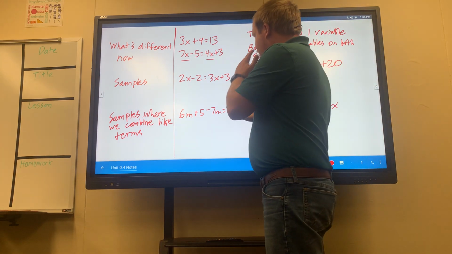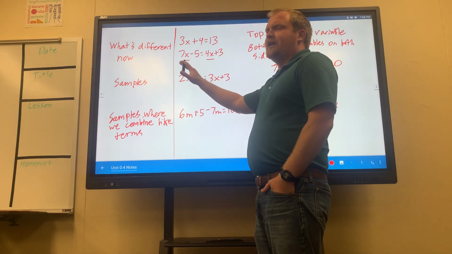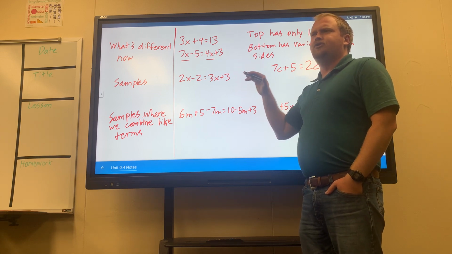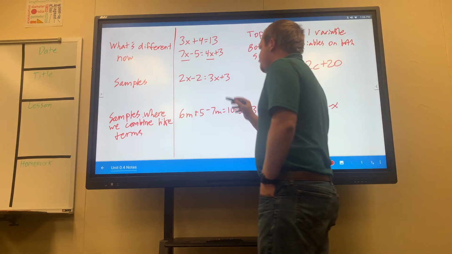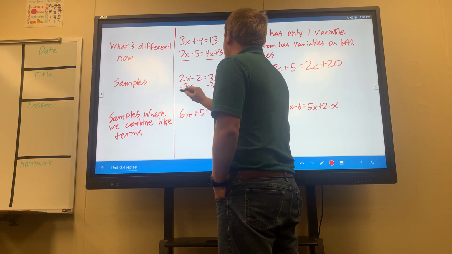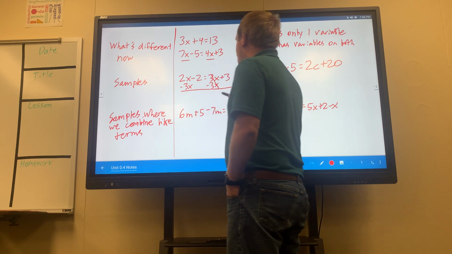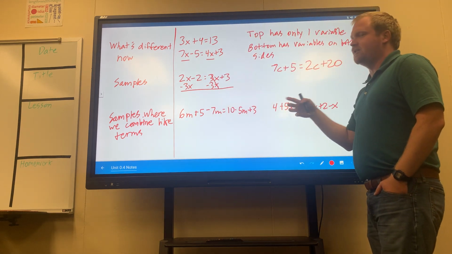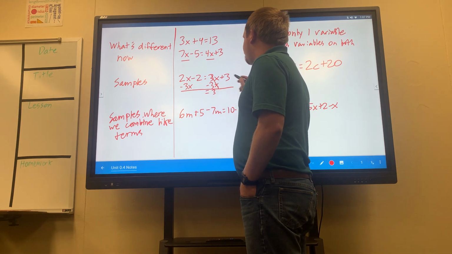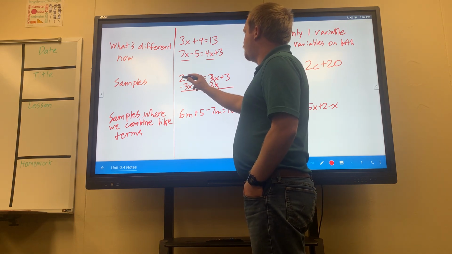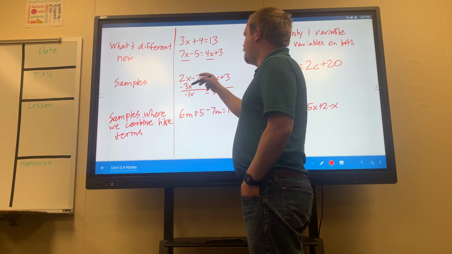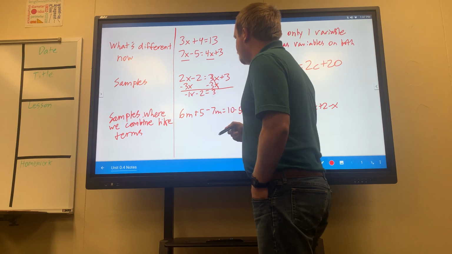So first off, I want to get the variable on the left side. I can do it on the right side, but I also want to show y'all what to do with a certain number. So let's say I subtract 3x from both sides. This cancels out. The 3x minus 3x, that cancels out. So the only thing I'm left with on the right side is a 3. Now, 2x minus 3x gives me negative 1x. I don't do anything with the negative 2, so I just bring it down.